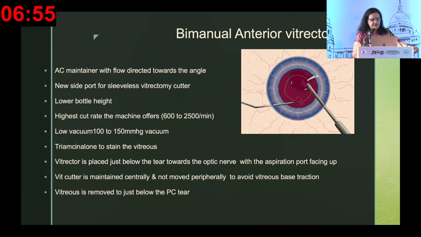The vitrector is placed just below the tear towards the optic nerve. The vitreous cutter is maintained centrally and not moved peripherally. So you cut and move forward, you cut and move forward. Don't drag the vitreous. If you drag the vitreous, then you are likely to cause giant retinal tears.